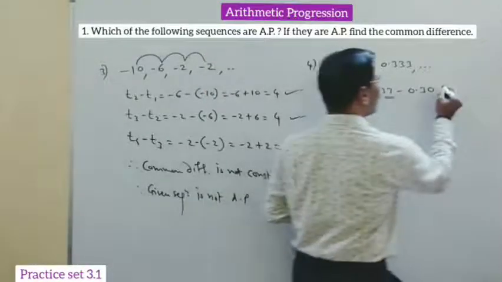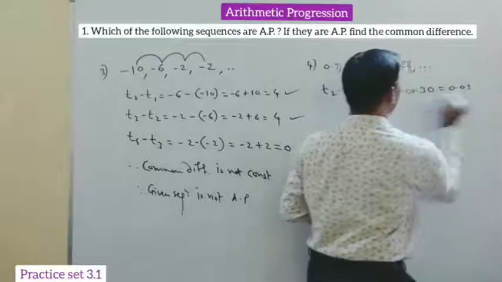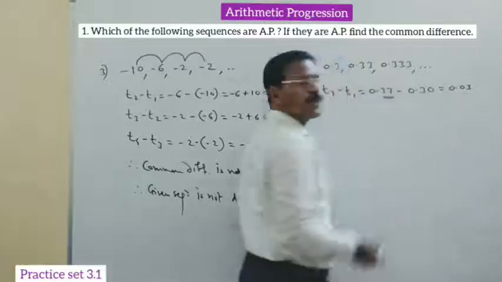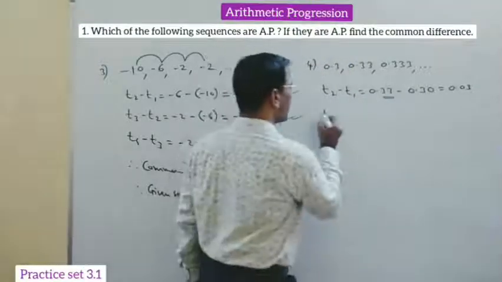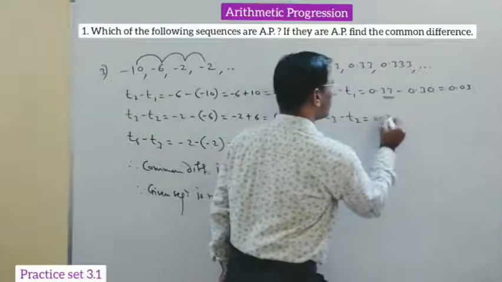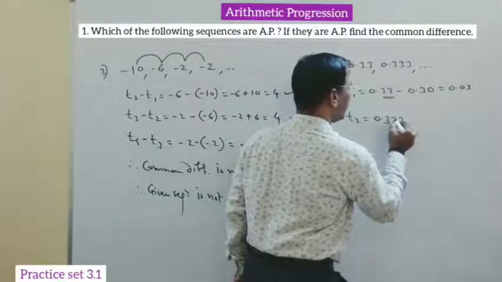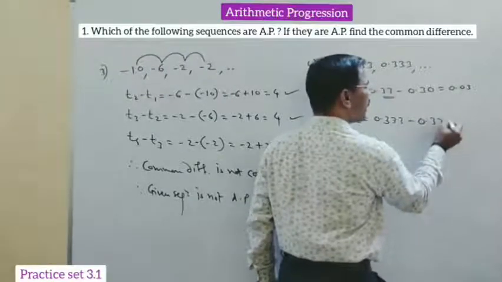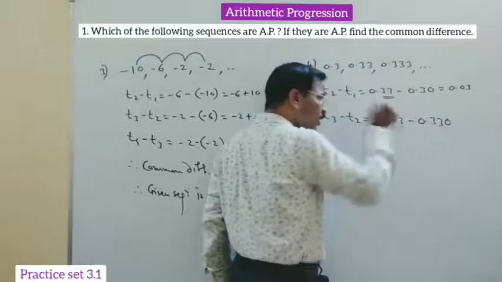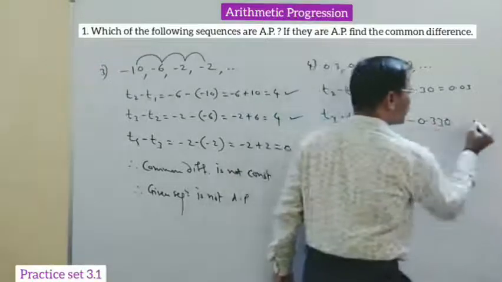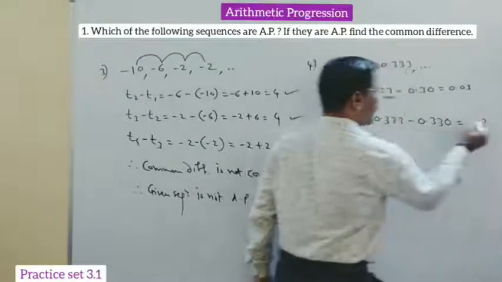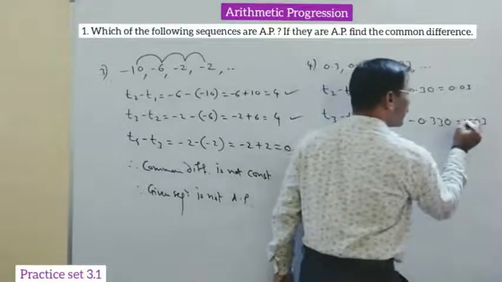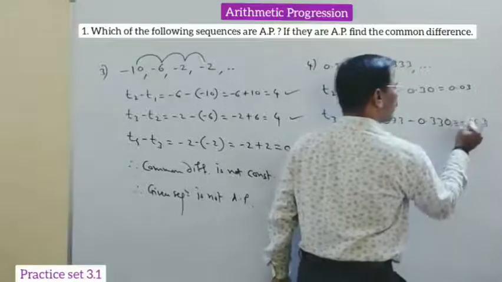What will we get here now? Here it is 0.03. 3 minus 0, 3. 3 minus 3, 0. 0. That is 0.03. Now what about here? T3 minus T2, that is 0.333 minus 0.33. So here also I will make the same number of digits. Okay, now what will we get here? 3 minus 0, 3. Now 3 minus 3, 0. 3 minus 3, 0. Now 0 minus 0, that is the decimal point afterwards. Here we will write 0.3.